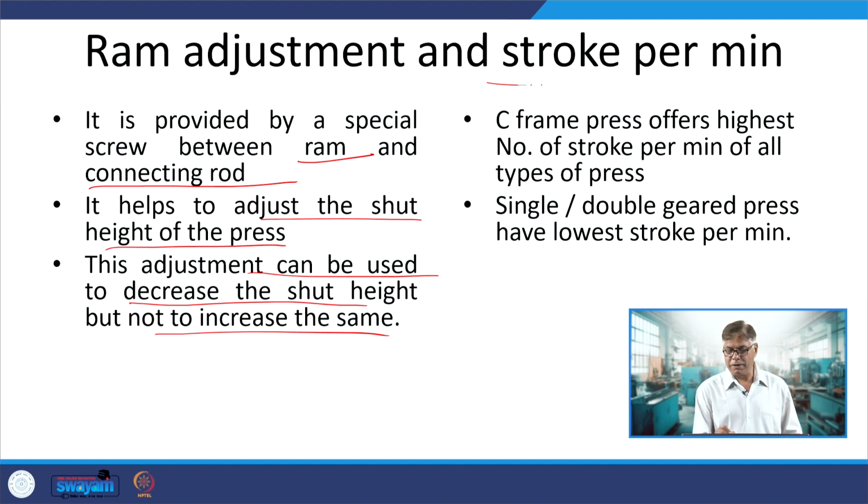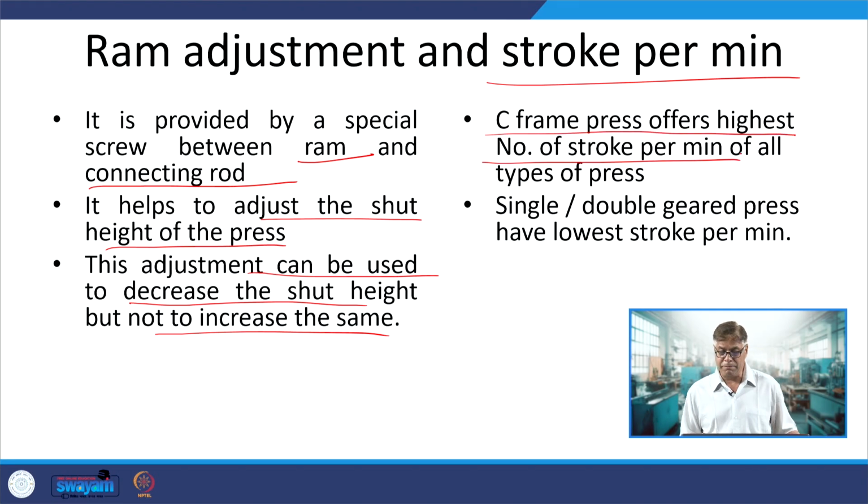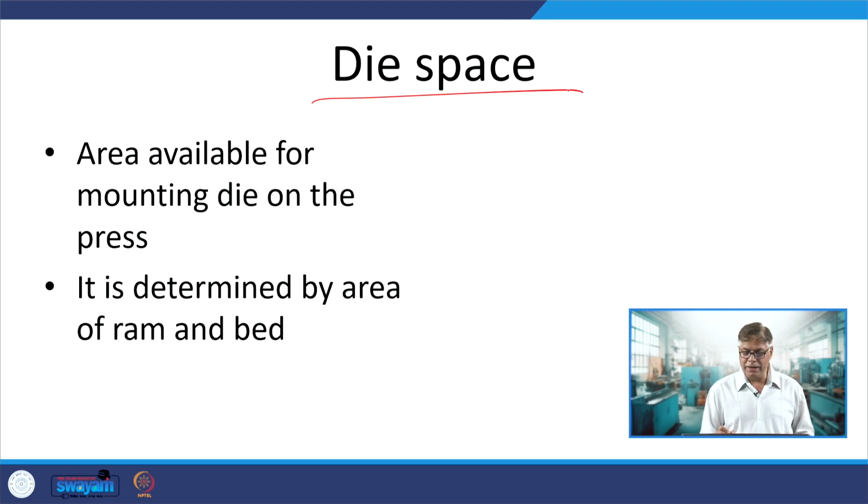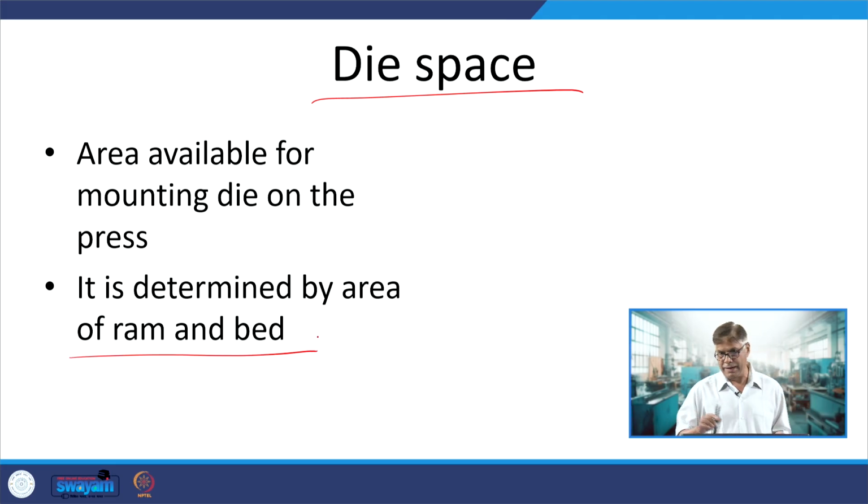As far as the number of strokes per minute is concerned, C frame type presses offer the maximum number of strokes per minute of all types of presses, while single and double geared presses offer the lowest number of strokes per minute. Die space is the area on the press that is available over which a die can be mounted, and it is determined by the area of the ram and the bed.